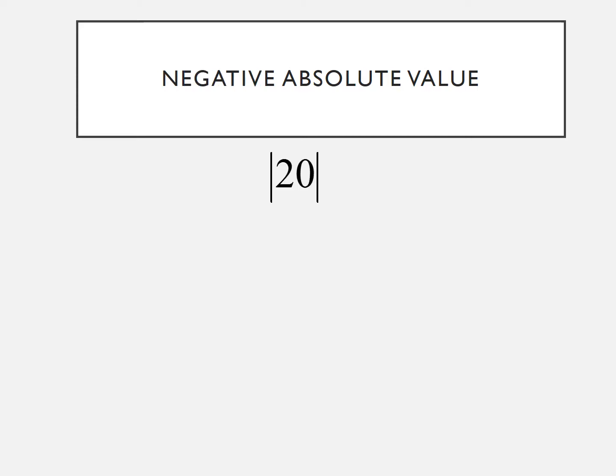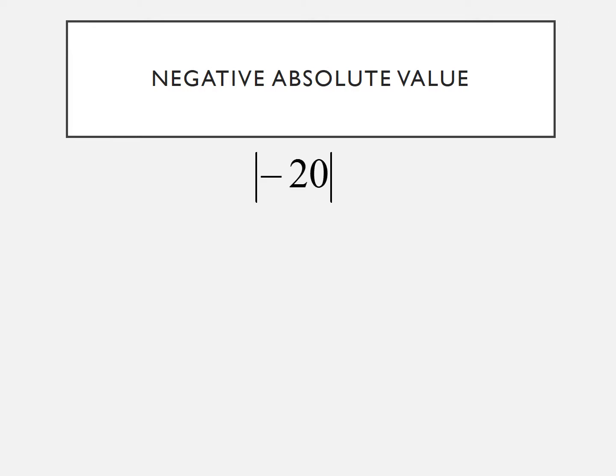Let's take a look at a different example. The absolute value of 20, very carefully, very safely, is just 20. We've traveled 20 steps from 0. The absolute value of negative 20 is also 20. Even though we travel in the negative direction, we've traveled 20 steps from 0.